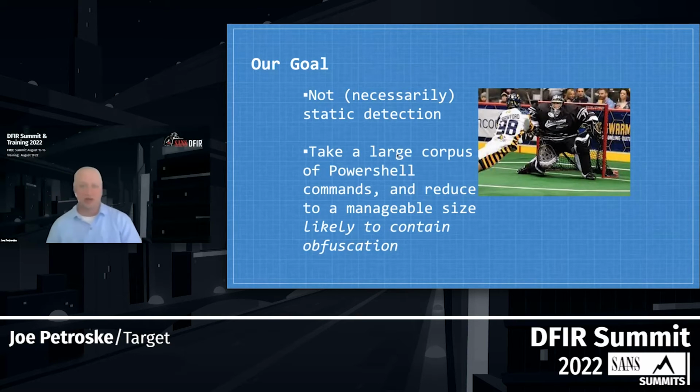So what we're trying to do here is gather a large body of PowerShell commands that are run across your organization and boil that down into something where we can confidently say that if there is obfuscation present somewhere in here, it's going to be in this smaller data set that a human can then go look at and pick out.